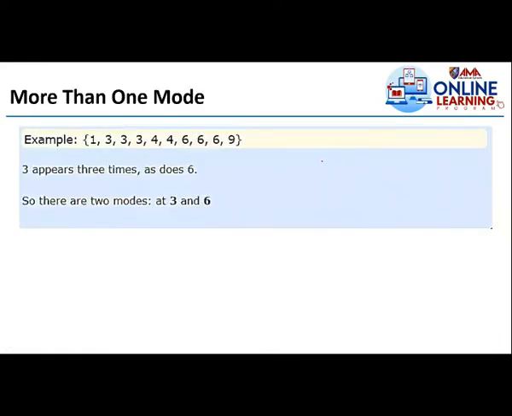Next, let's have another example. What if there is more than one mode? As you can see here, it is already arranged. So 3 and 6 both have a frequency or repetition of 3. 3 appears 3 times, as does 6. Therefore, our modes or modal values are 3 and 6. So it's possible to have two modes. Okay?